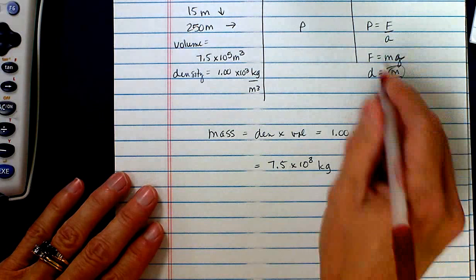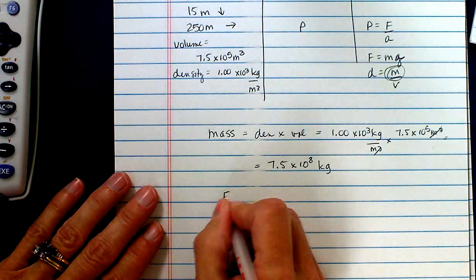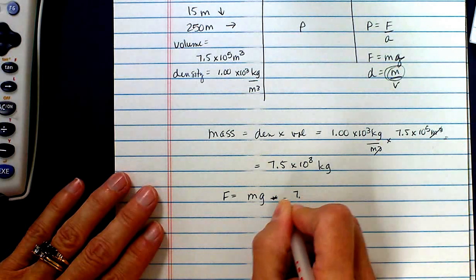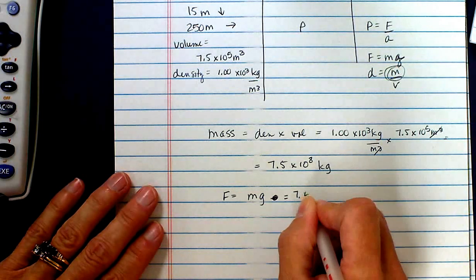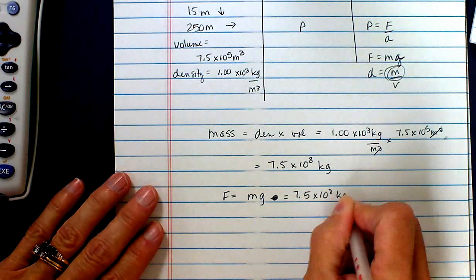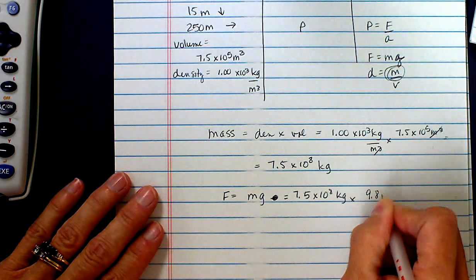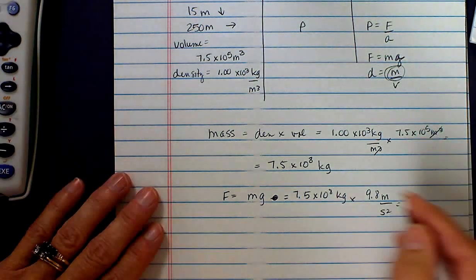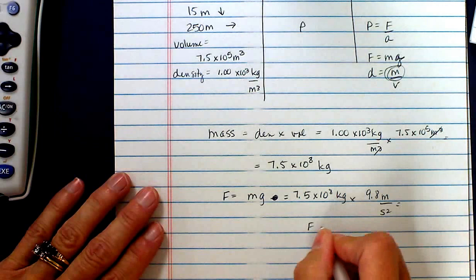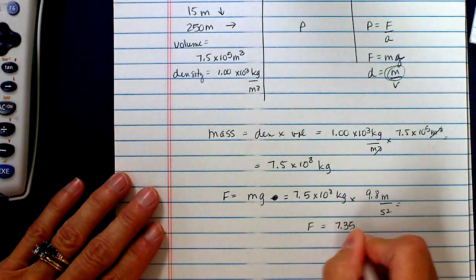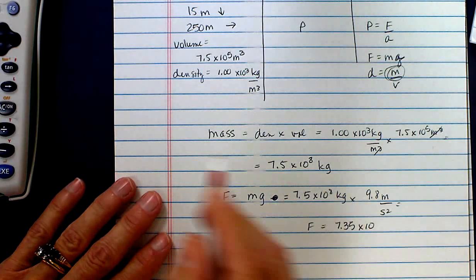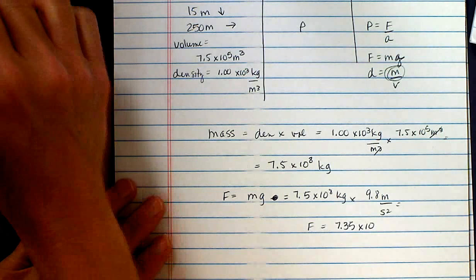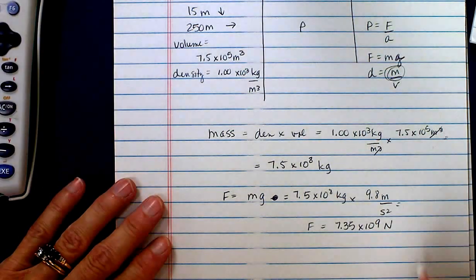Okay, now I have my mass. From my mass I can find my force. Force is mass times acceleration due to gravity. So it's 7.5 times 10 to the 8th kilograms times 9.8 meters per second squared. And that tells me that my force is 7.35 times 10 to the, again, hold on while I count, 1, 2, 3, 4, 5, 6, 7, 8, 9 newtons. So I've got my force.